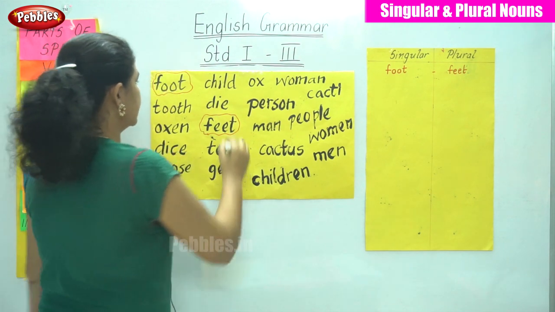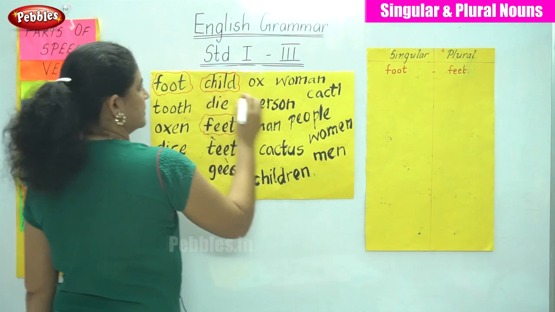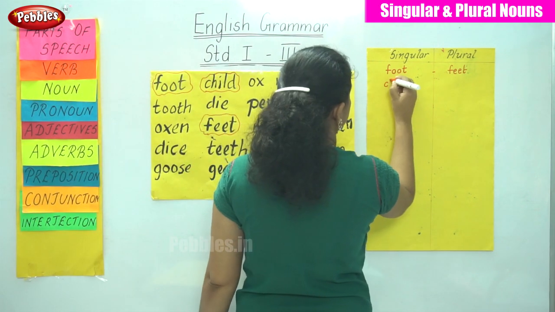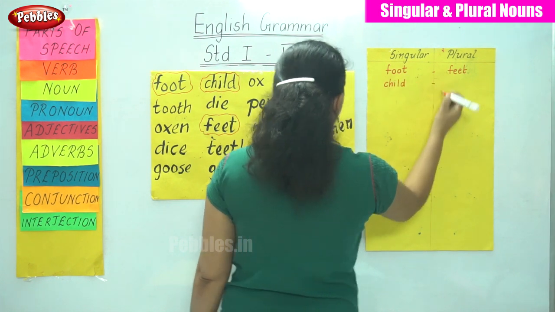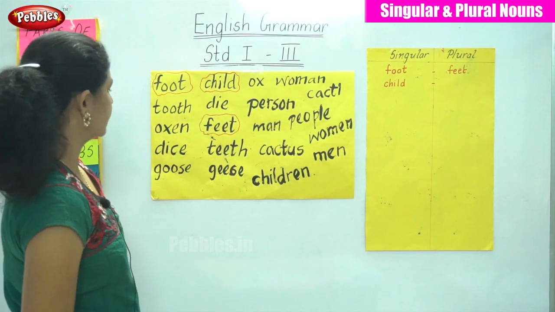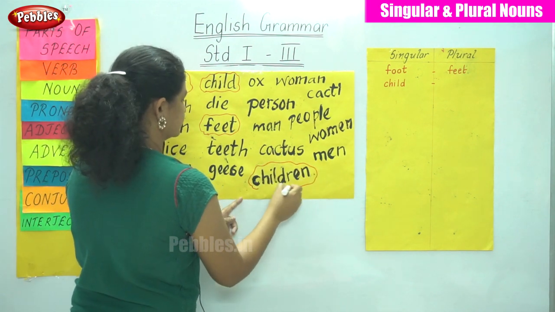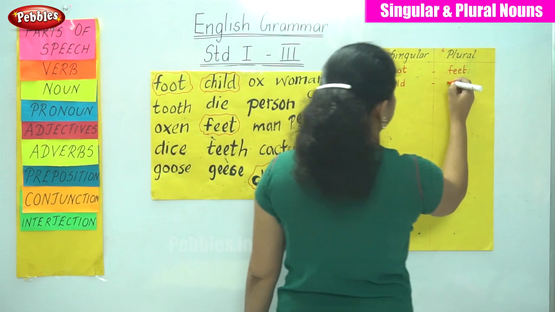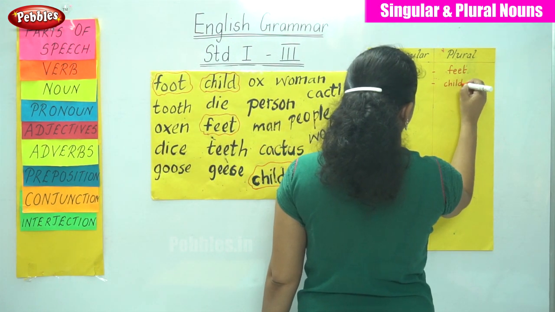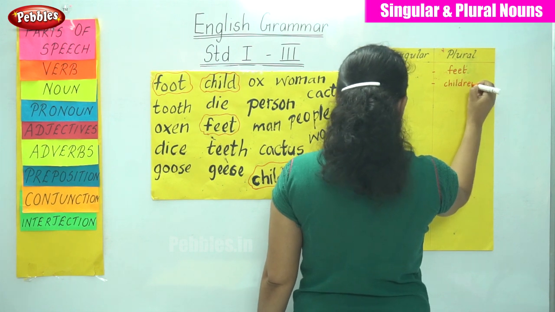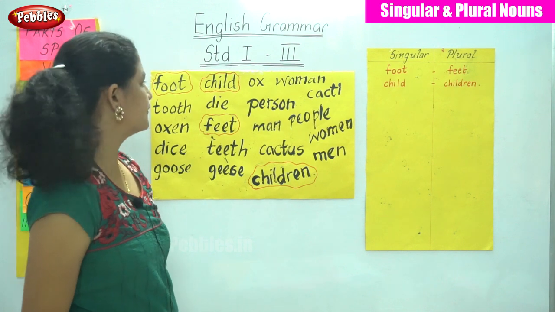The next word, child. So child is a singular word. So the word child, and the plural for child is children. So we have the word children. So child is the singular and children is the plural form.